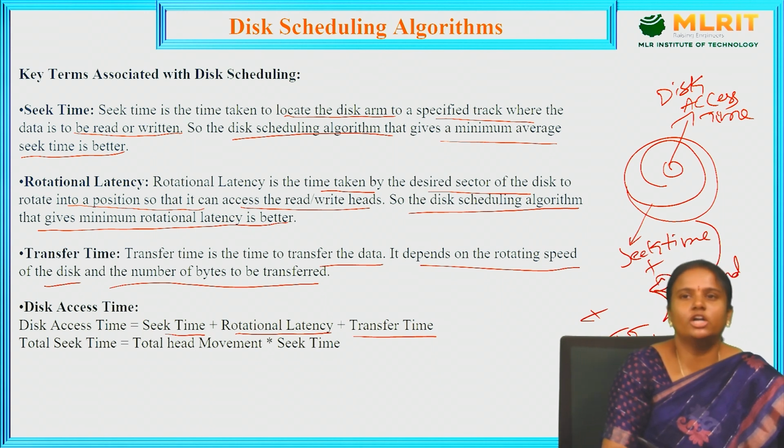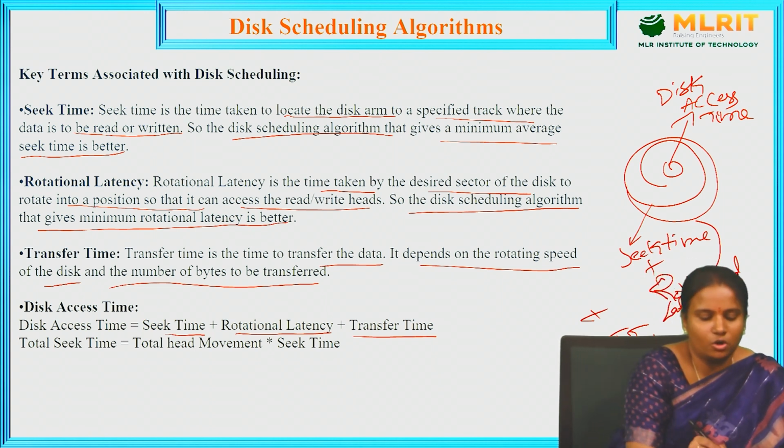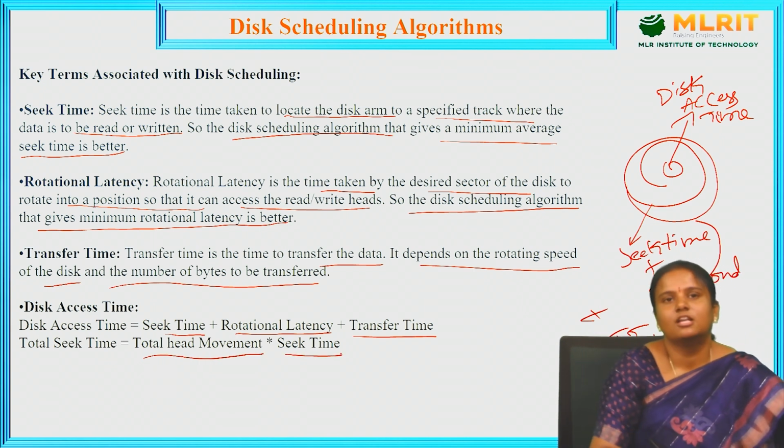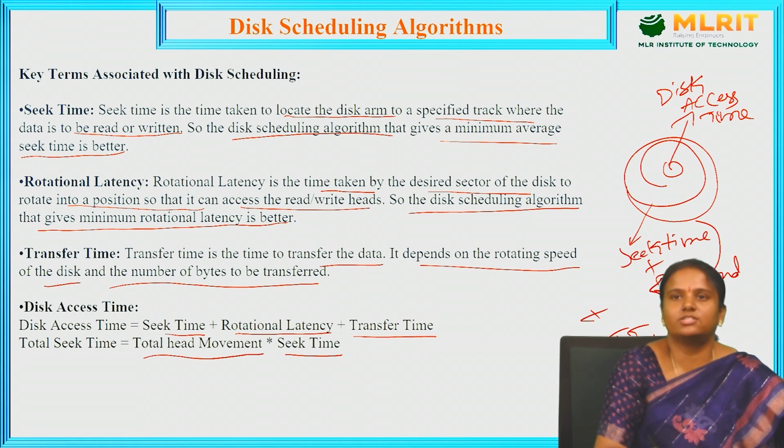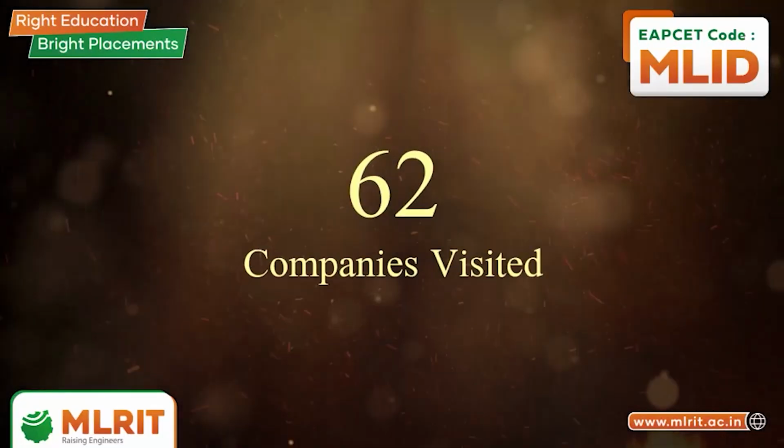So how are we going to calculate total seek time? Total seek time equals total head movement into seek time. So we are going to calculate with the total head movement of the disk into seek time. Seek time means how the location of the disk arm is specified to that track where the data is read and written.